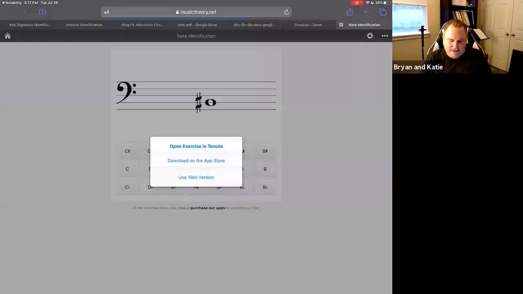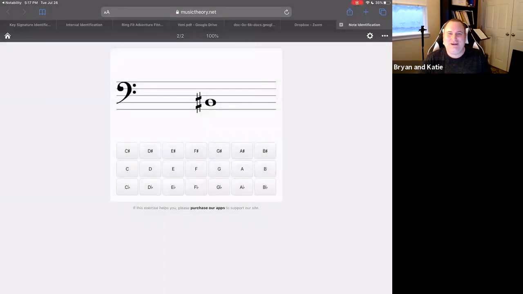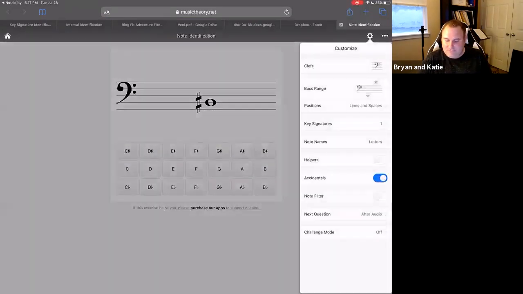Do I adore it? Yeah, sure, I adore it. We're going to use the web version here. And it gives us a whole bunch of different notes that we can quiz ourselves on. And what's really nice is that if you use this little setting button that's in the upper right corner, you can change what it quizzes you about.